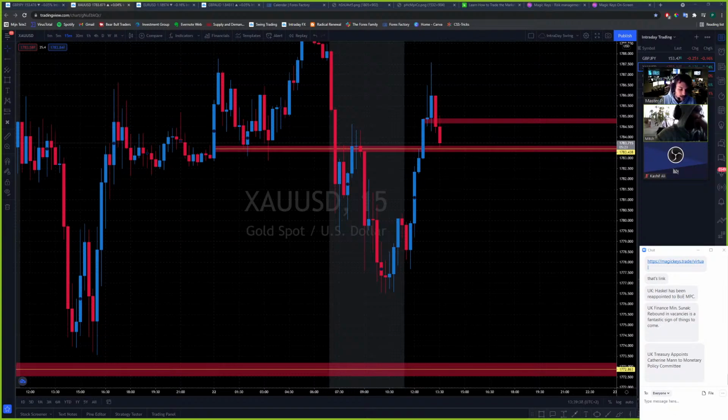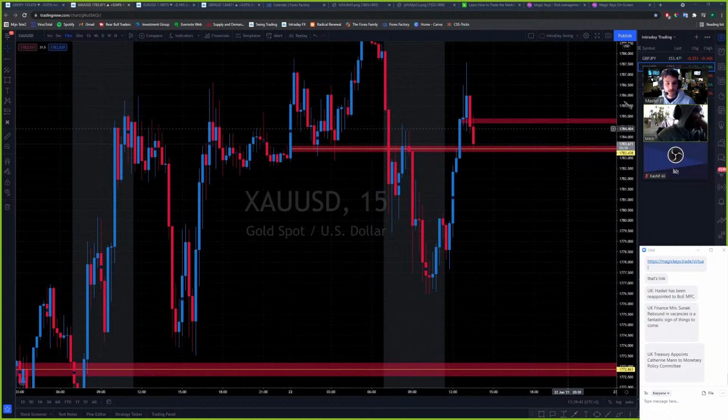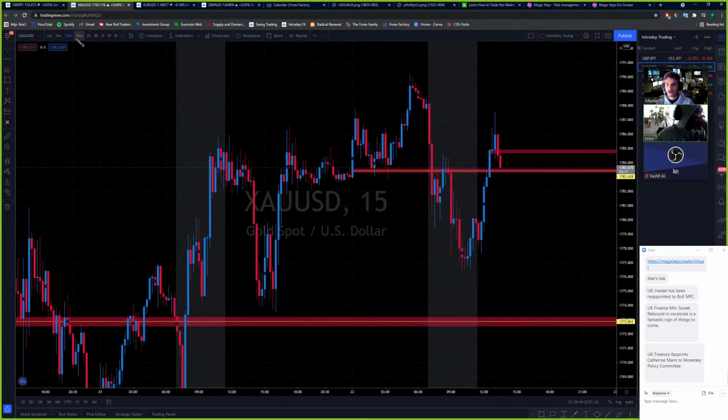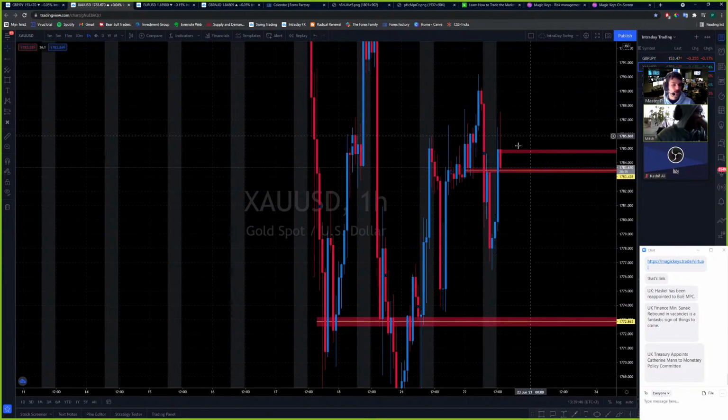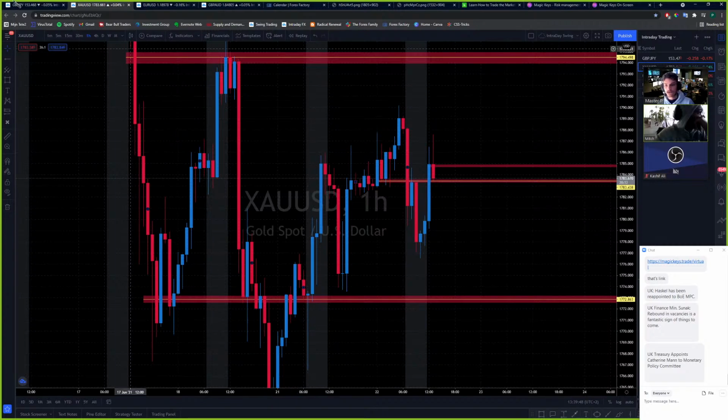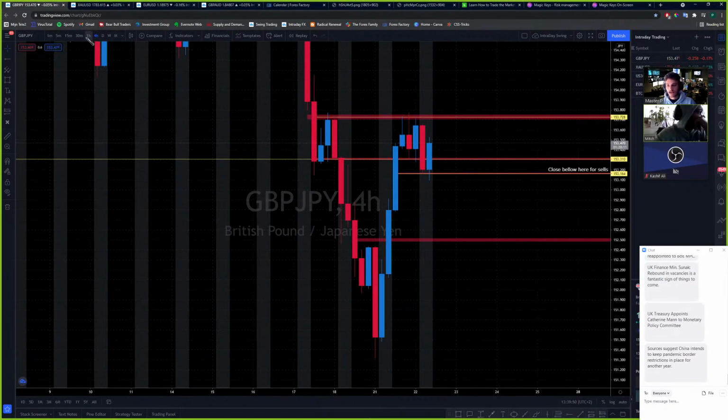We are pushing up till 1797 on gold. Probably NY is going to do a push here on gold. We'll see in which direction. GJ is continuing up.